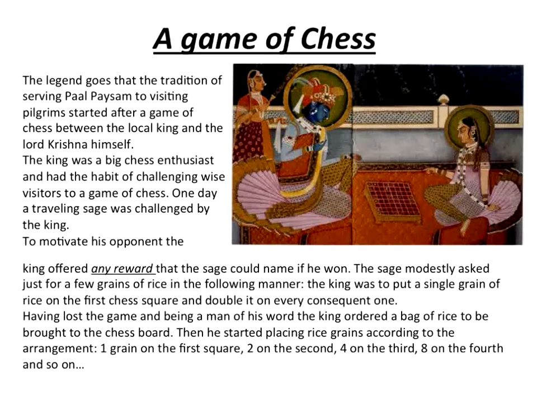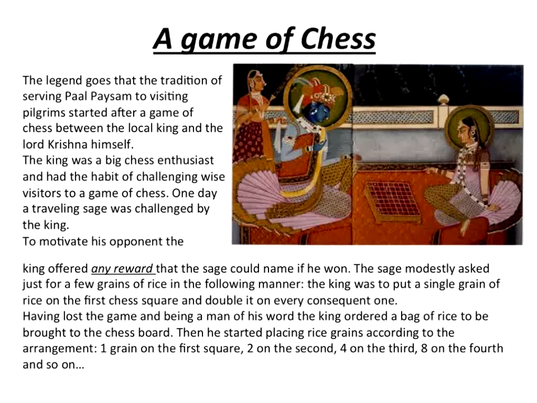Okay, so here's why you need exponential notation. You ready? I'm going to give you a quick little history lesson here. So let's read about this. It says, the legend goes that the tradition of serving, I don't even know how to say that, Pal Payasam, to visiting pilgrims started after a game of chess between the local king and the Lord Krishna himself. The king was a big chess enthusiast and had the habit of challenging wise visitors to a game of chess. One day, a traveling sage was challenged by the king.